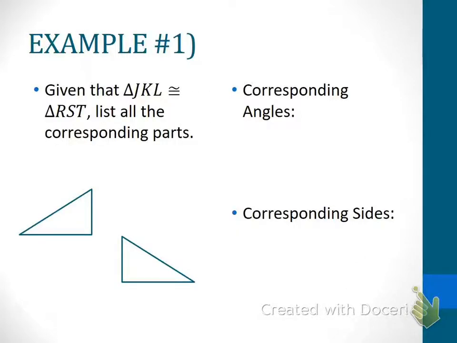All right, so for example 1, given that triangle JKL is congruent to triangle RST, list all the corresponding parts. So we've got to list all the corresponding angles and the corresponding sides. How many statements do you think we're making? How many different pairs of things could we find?